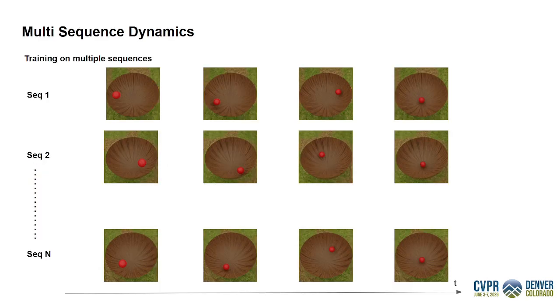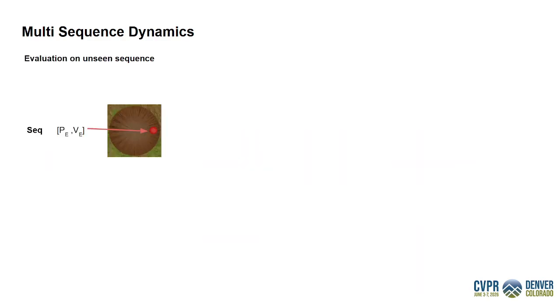Coming to the multi-sequence dynamics, imagine we are given multiple sequences where in each sequence the dynamic object has a unique initial position and initial velocity. For example, in sequence 1, the dynamic object, or the ball in this case, starts from P1 position and V1 velocity. Sequence 2 has a different initial pose and initial velocity, and all the way down to sequence N, where the ball has a different initial pose and initial velocity. The task is, during evaluation, we are given an unseen initial pose and initial velocity, and the model has to generate the entire sequence.